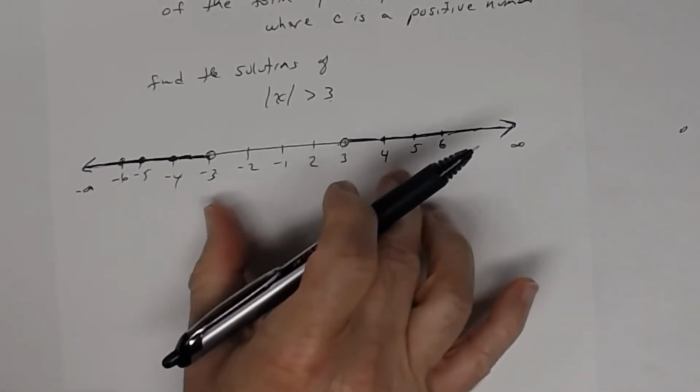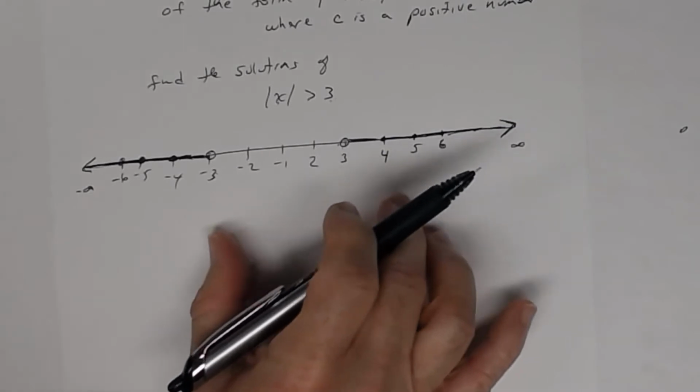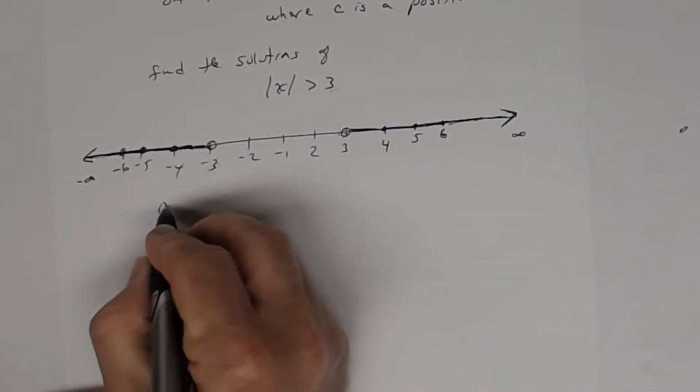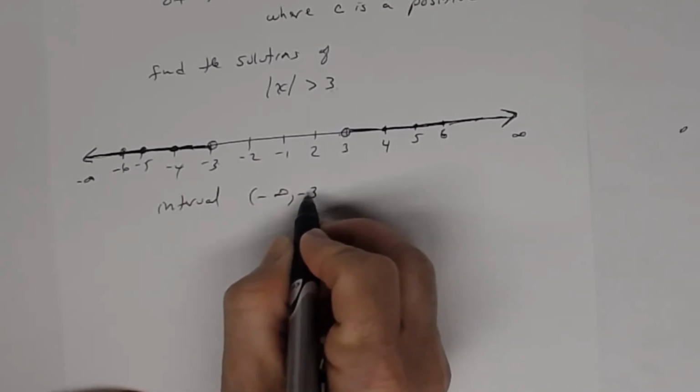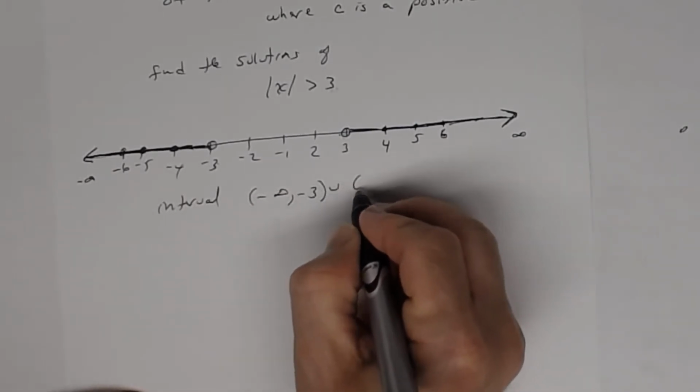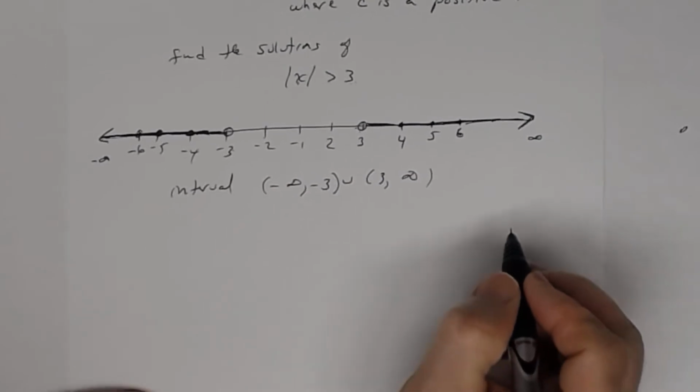So, remember how we wrote this in interval notation? In interval notation, you said negative infinity to negative 3, right? Union, and then 3 to infinity. That's how you wrote that.